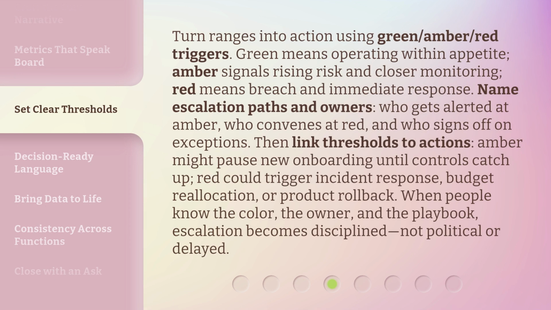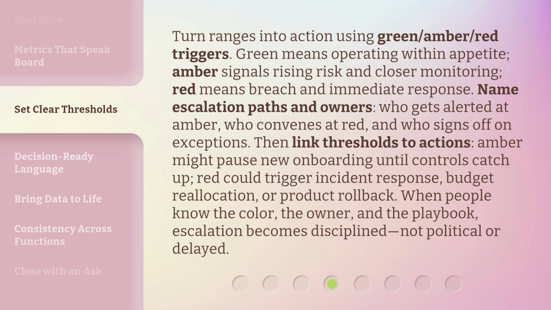Turn ranges into action using green/amber/red triggers. Green means operating within appetite. Amber signals rising risk and closer monitoring. Red means breach and immediate response. Name escalation paths and owners. Who gets alerted at amber? Who convenes at red? And who signs off on exceptions?